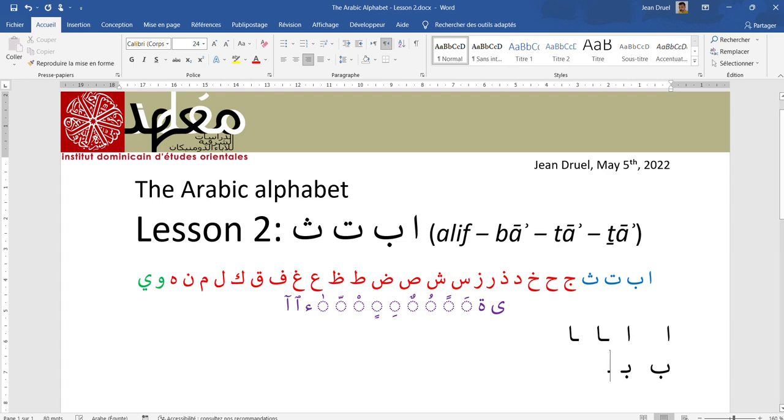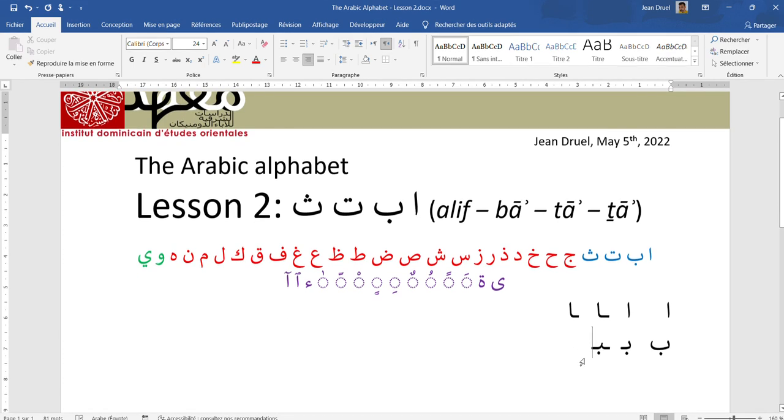Then you have the middle form. This one is connected both on the right and on the left, and as you can see, what is left of the letter is only the tooth in the middle and the dot, which is slightly on the left below. And the last shape is the ending form. As you can see, the tail reappears and the dot is below, slightly on the left. Okay, so isolated B, initial B, middle B, ending B.